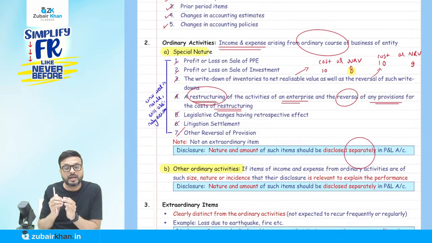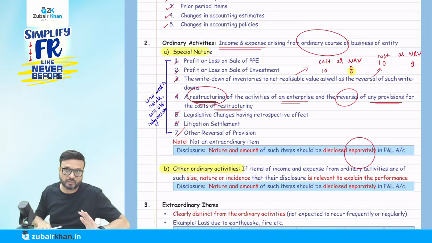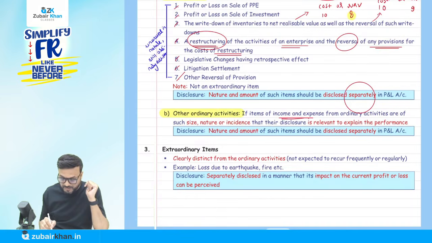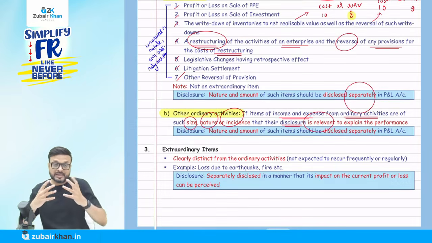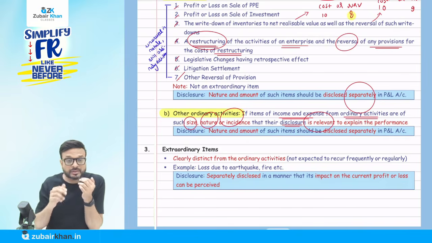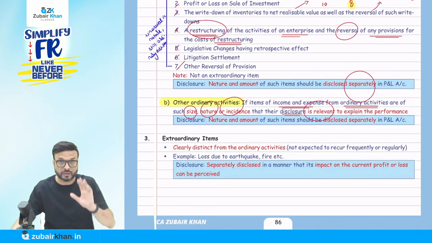Separately. So can I club it with some other item? The answer is no, we cannot club it with some other item. It has to be shown separately. Now, they say other ordinary. Other than these 7, they say if the items of income and expenses from ordinary activity are of such size, nature or incidence that their disclosure is relevant to explain the performance. So these 7 are special nature ordinary activity. We don't have an option but to disclose them separately, only for those 7 items.